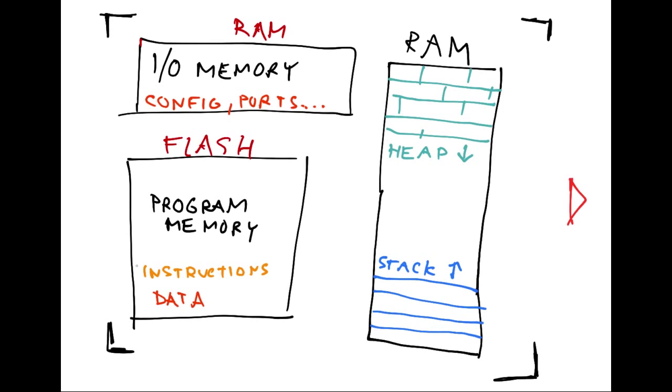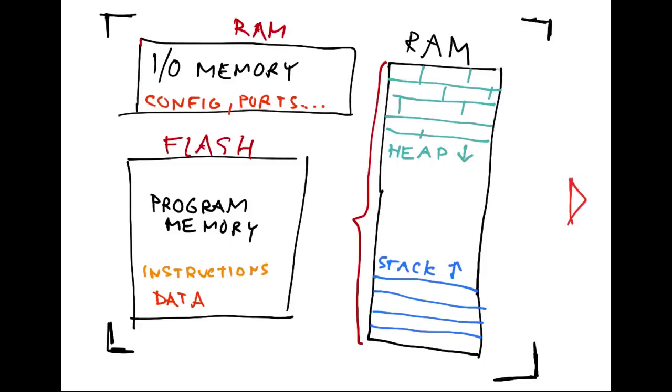You can have your instructions like the assembly codes, and you can also have your constants and string constants and stuff like that. So this is read only, and those are read and write. So here this is the RAM memory as you know it from a computer.